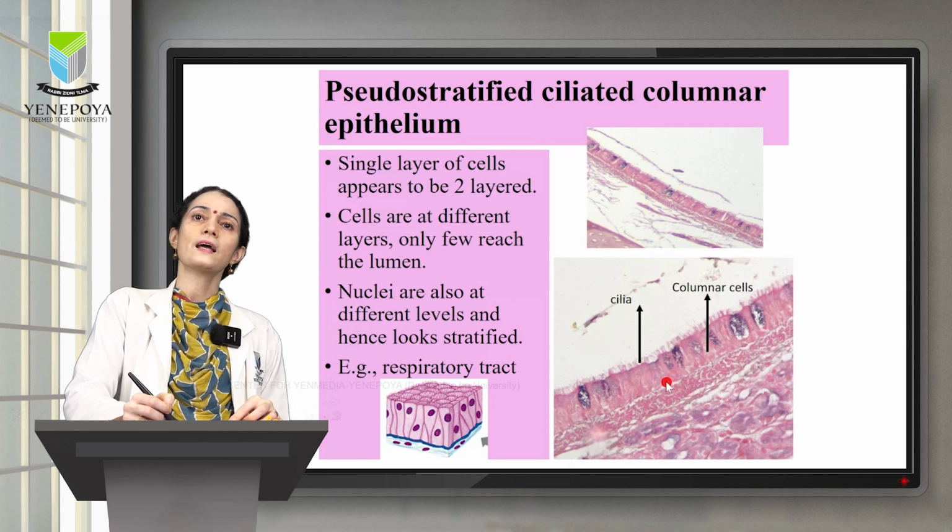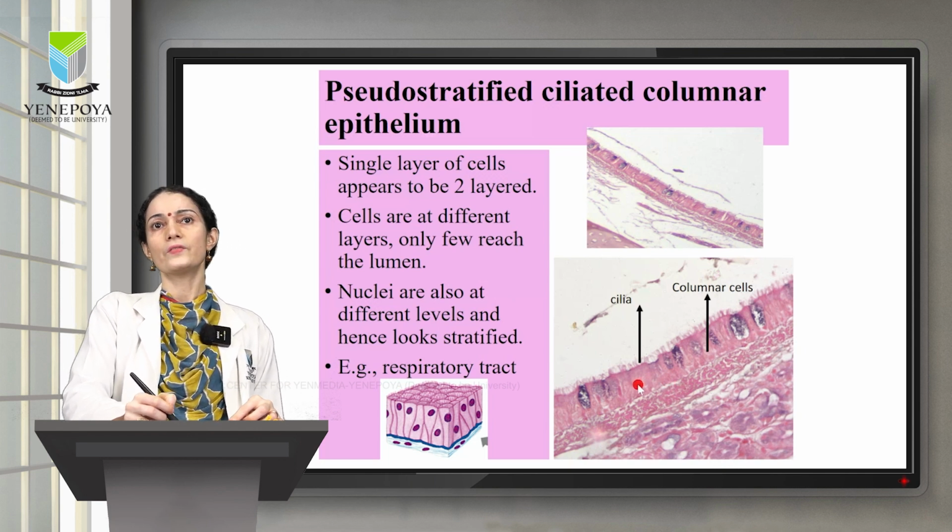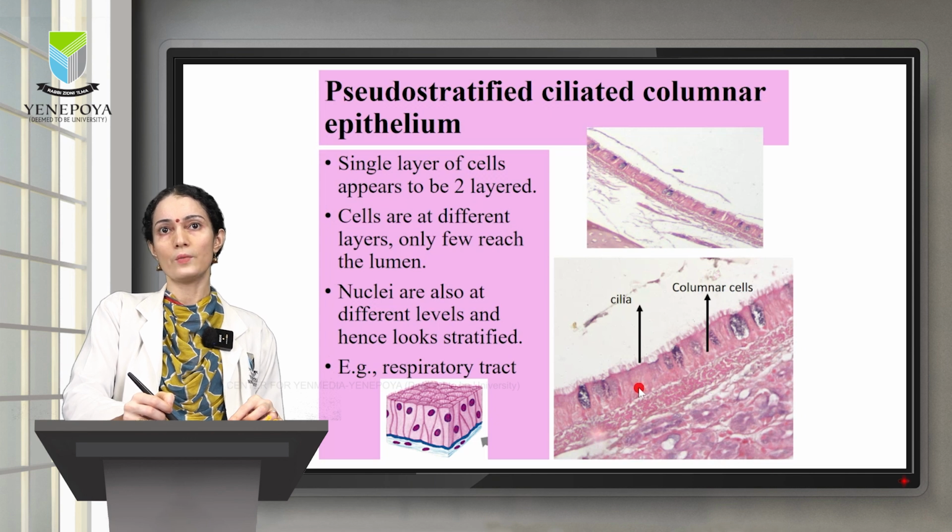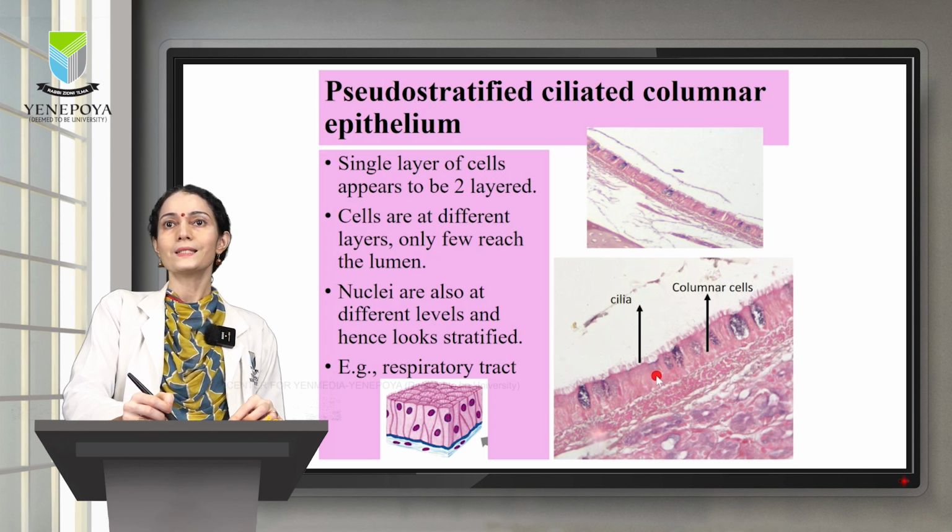Moving on to the last slide of the skill assessment, here you have the pseudo-stratified ciliated columnar epithelium. This consists of a single layer of cells that appear to be two layered. The cells are at different levels, only a few reach the lumen, due to which the nuclei appear at different levels and hence it looks stratified if you see here. This is present in the respiratory tract.